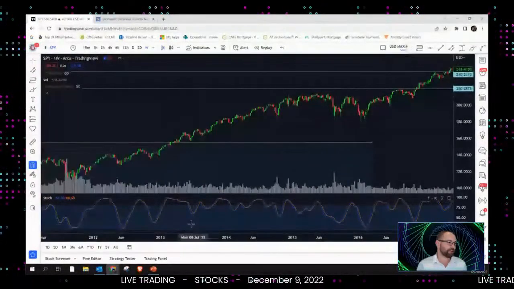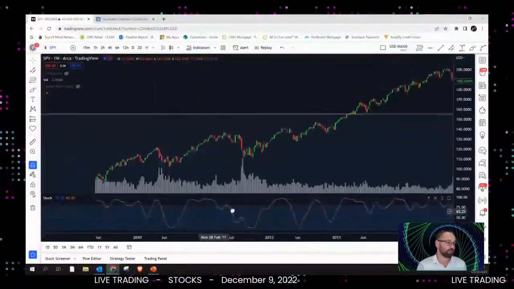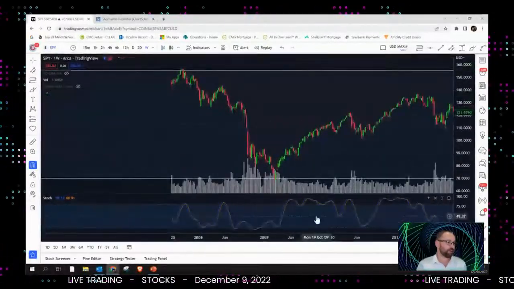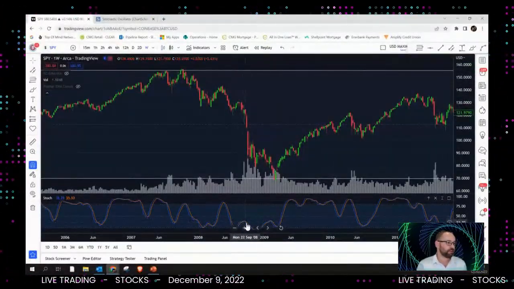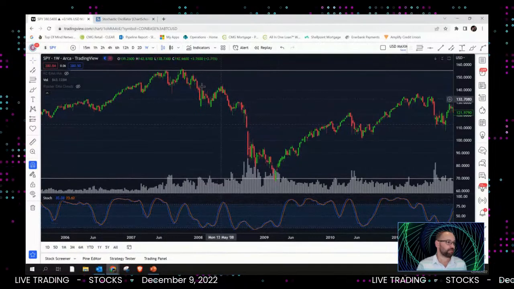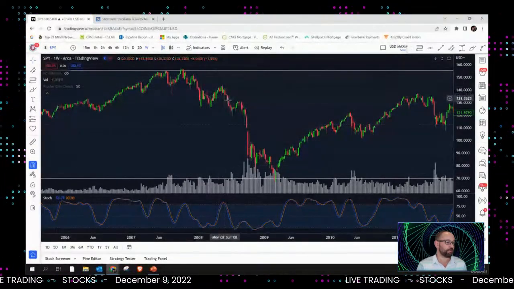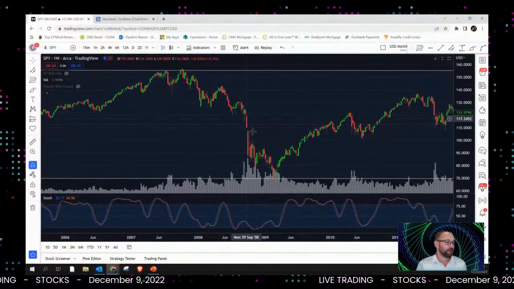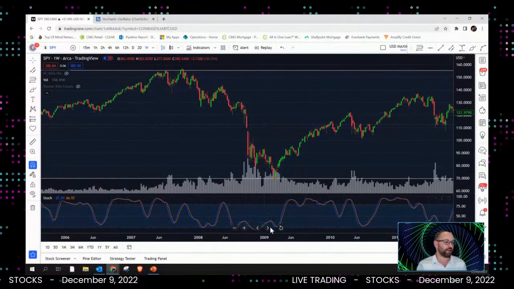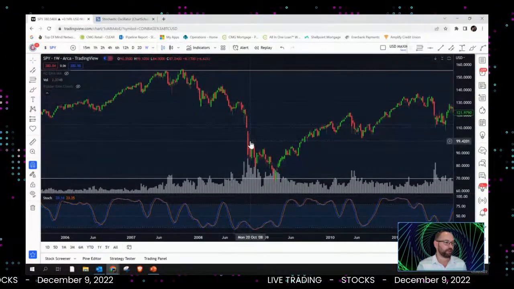But you'll see on something like the SPY, it just doesn't. Here it did. After 2008, we had that 2008 crash. Boom, boom, boom, we're coming down. And then once it rolled over, you just wiggle down here for quite a while, really.